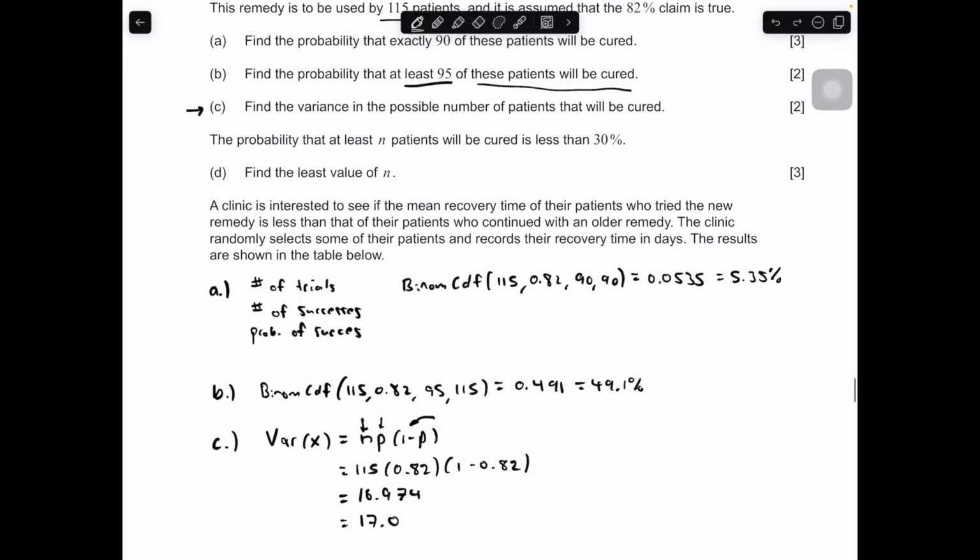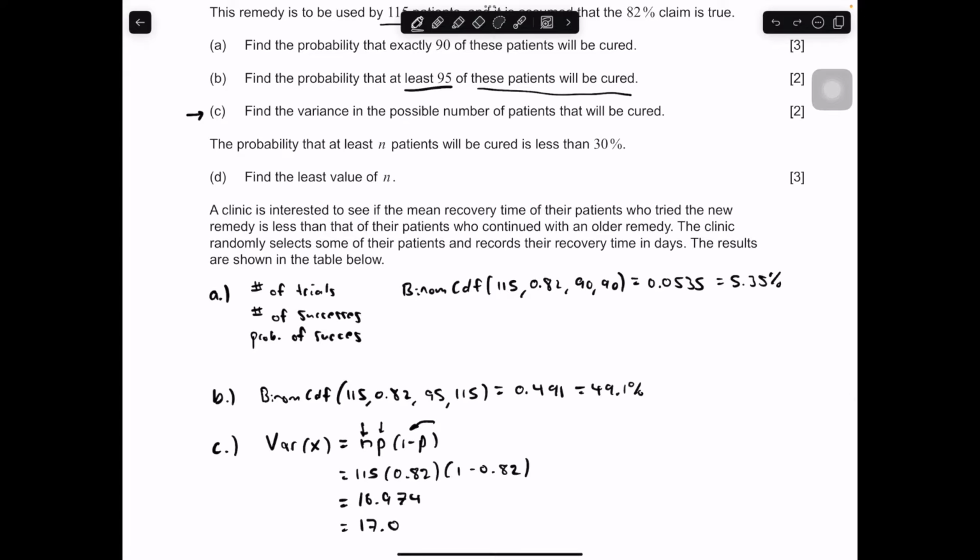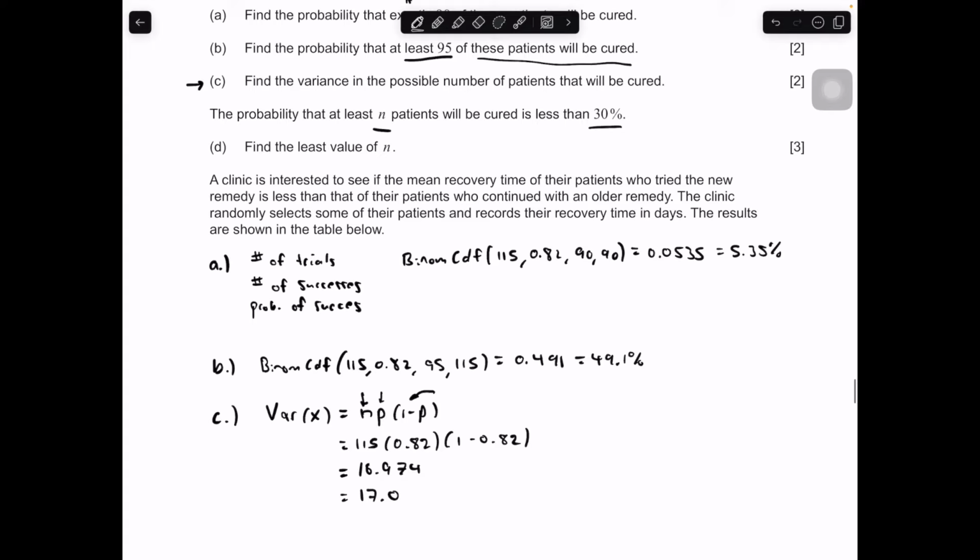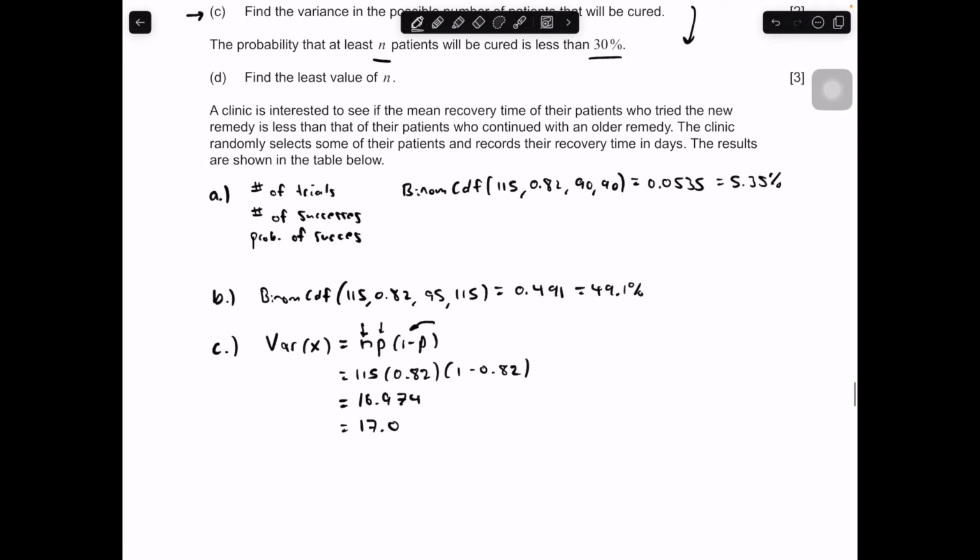The probability that at least n patients will be cured is less than 30%. Find the least value of n. So it's kind of an interesting question, and to look for cues of what they're asking, you might say, okay, well, what have we done above that might relate to this?